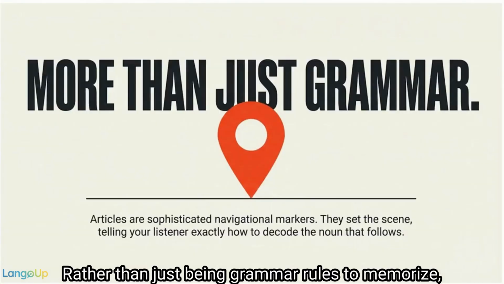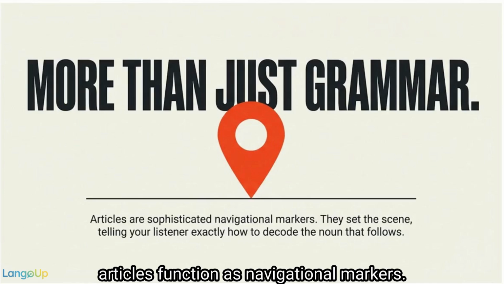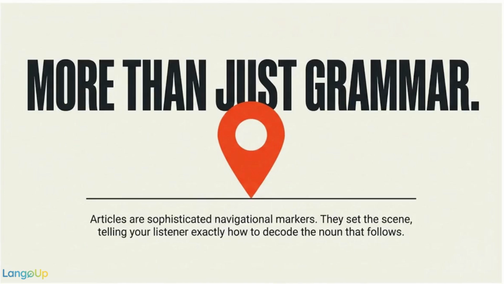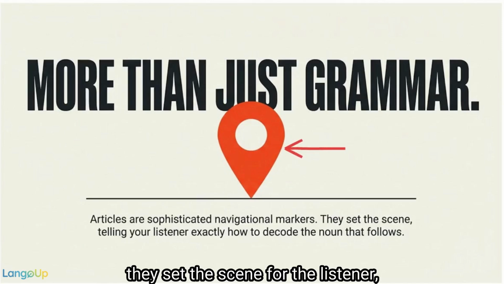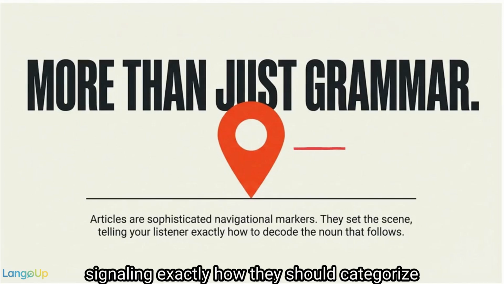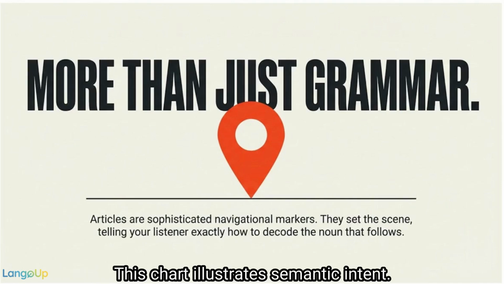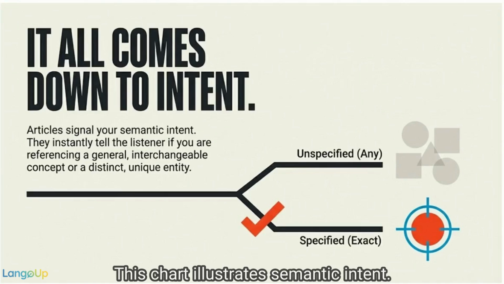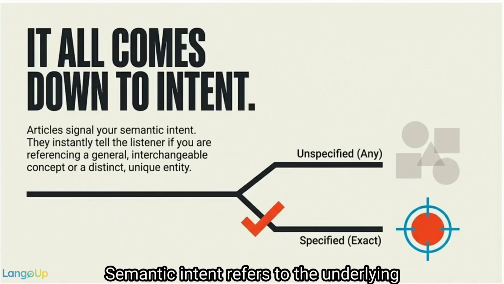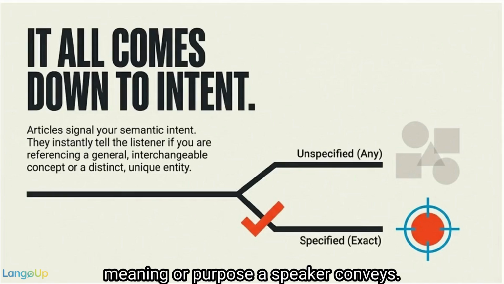Rather than just being grammar rules to memorize, articles function as navigational markers. As this map pin suggests, they set the scene for the listener, signaling exactly how they should categorize the noun that follows. This chart illustrates semantic intent. Semantic intent refers to the underlying meaning or purpose a speaker conveys.